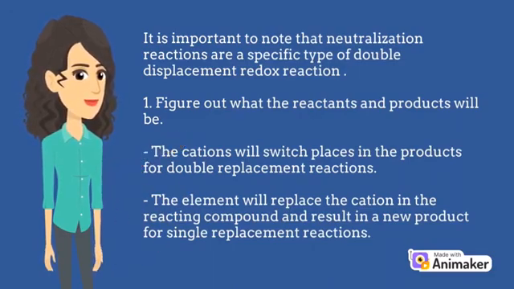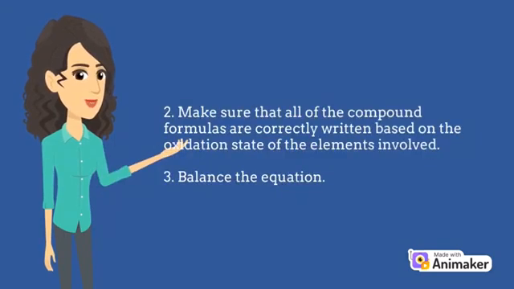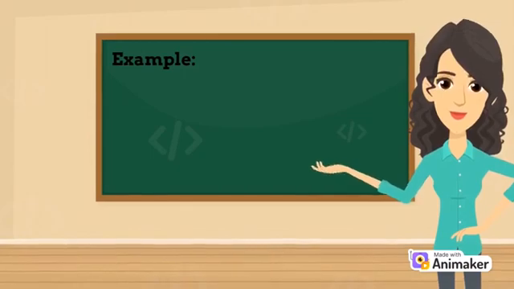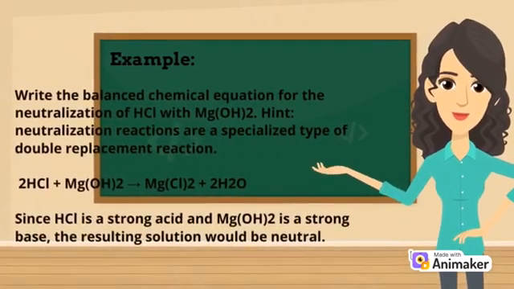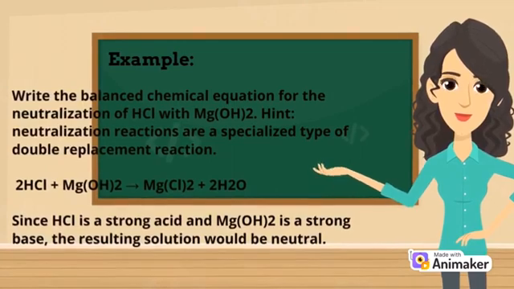First, we need to figure out what the reactants and products will be. The cations will switch places in the products for double replacement reactions. The element will replace the cation in the reacting compound and result in a new product for single replacement reactions. Next, we need to make sure that all of the compound formulas are correctly written based on the oxidation state of the elements involved. And finally, we need to balance the equation. As y'all can see, this is an example of a neutralization reaction equation.